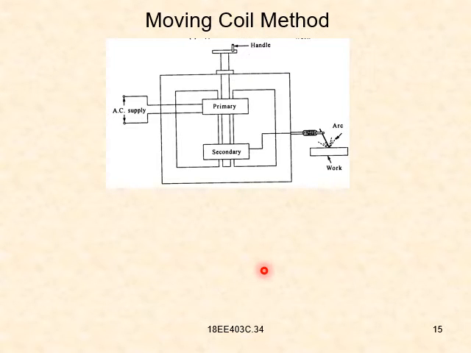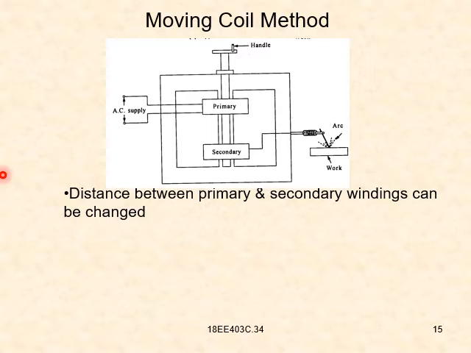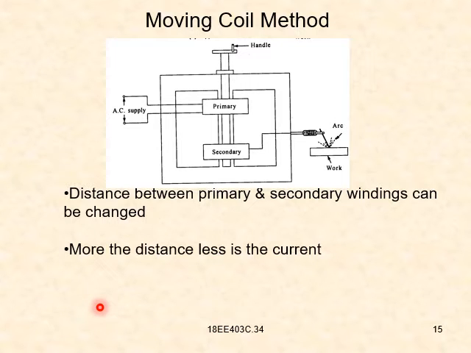Then we'll see some main topics in it. So the distance between primary and secondary windings can be changed. See, the primary is over here and secondary is over here. And the distance between the primary and secondary can be observed over here. That can be changed. And more the distance, less the current. If there is a lot of distance between them, then the current is very less.